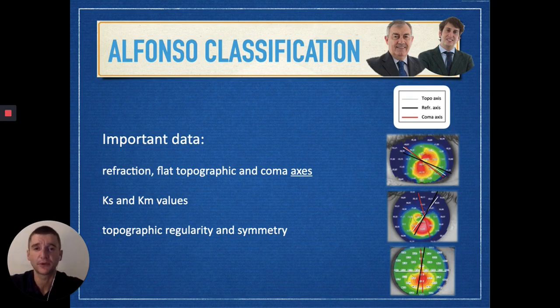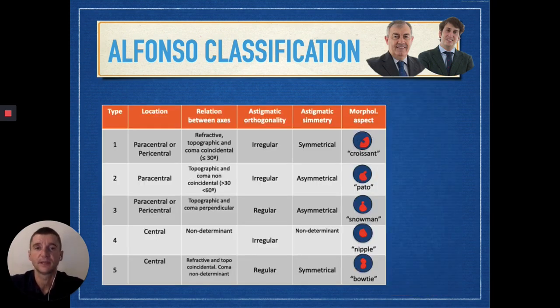And the important information to summarize what we do need to know in order to do this classification is refraction, flat topographic and coma axis, steep keratometry and mean keratometry values, and to analyze the topographic regularity and symmetry of our patient. With all that in hand, we can classify the keratoconus in 5 types.